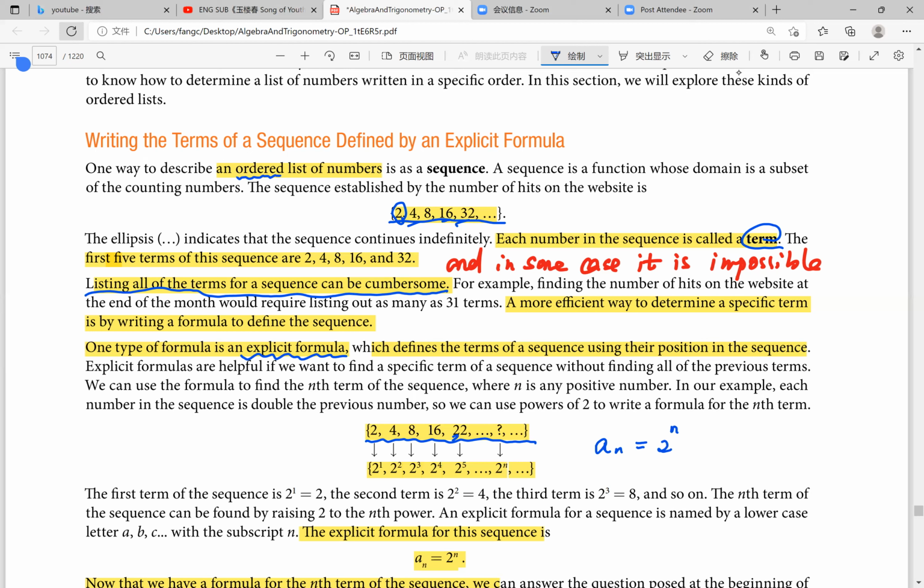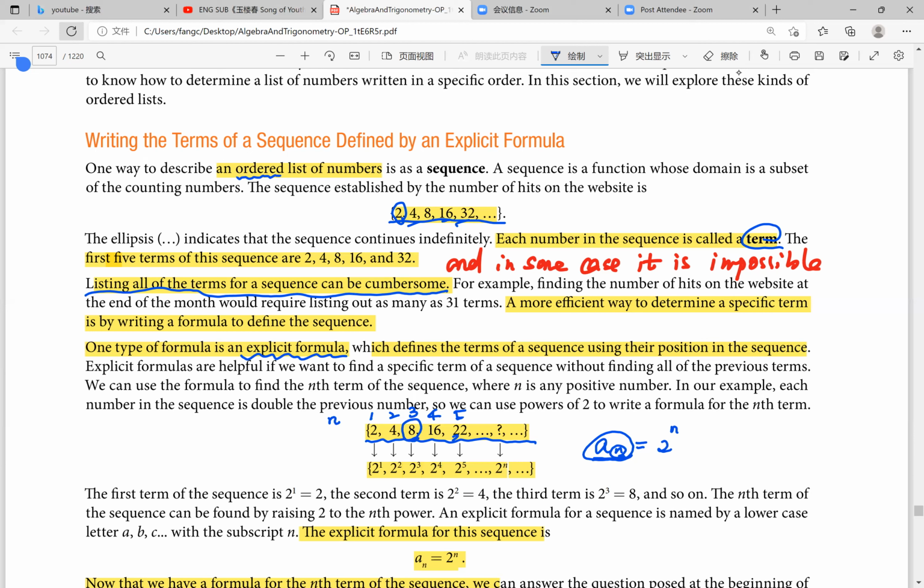So a sub n, a is lowercase. And the subscript n means the position of the term in the sequence. For example, the third term of the sequence is 8, then n equals 3. So the first term, the second term, the third term, the fourth term, the fifth term. So n means the position of the term in the sequence, and a sub n represents the nth term of the sequence and equals 2 to the power of n.